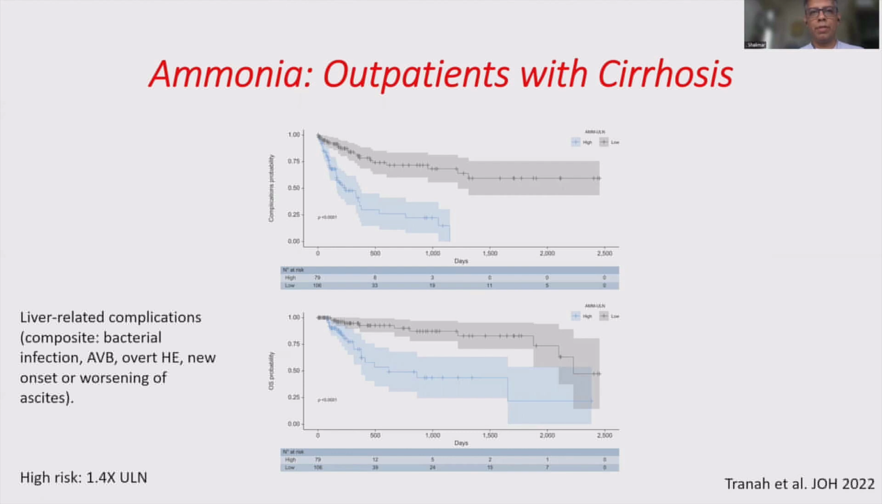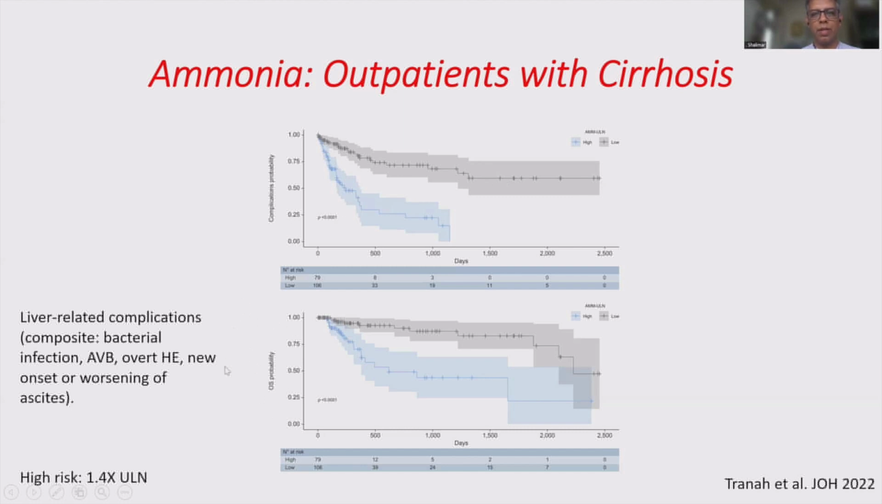Coming to the role of ammonia in patients with cirrhosis, in the subgroup of patients who are outpatients, this study reported that patients who had higher levels of ammonia, which they defined as 1.4 times the upper limit of normal, were seen to have distinct complications. Liver-related complications, defined as a composite of bacterial infection, acute variceal bleeding, overt hepatic encephalopathy, new onset or worsening of ascites, were seen more commonly among those patients who had higher ammonia levels compared to those who had lower ammonia levels.